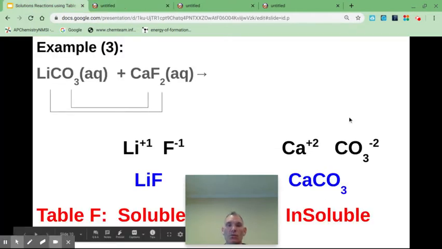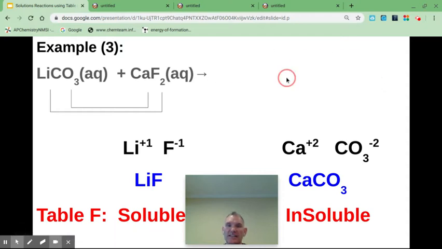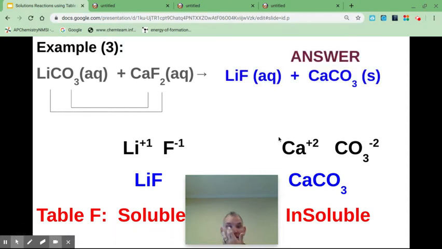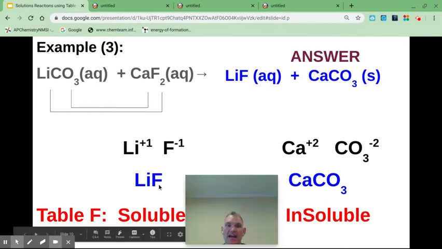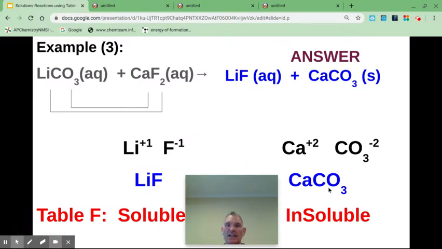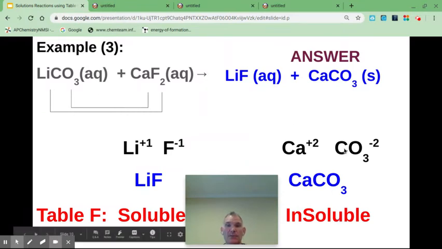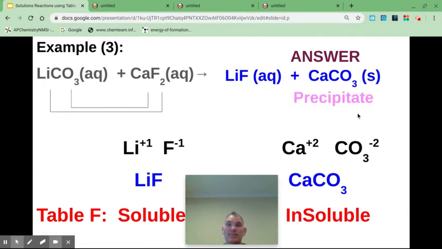So now we have to finish the process. I'm going to put these items together back up on top, and I'm going to change the state of matter to what is soluble or not. LiF is soluble. That's why it's aqueous. CaCO3 is not soluble. That's why it's a solid. And here, my precipitate is going to be CaCO3.